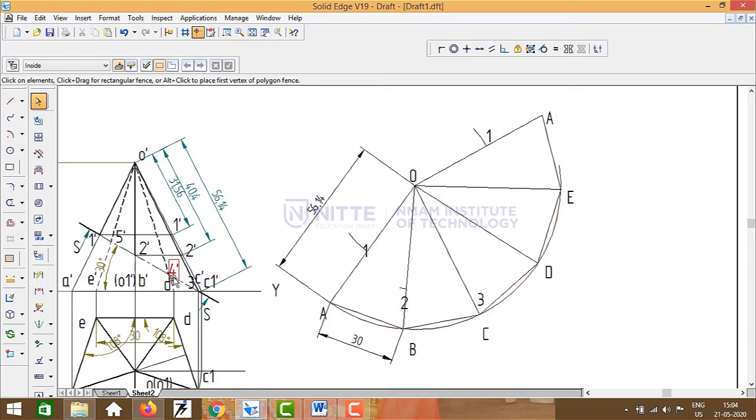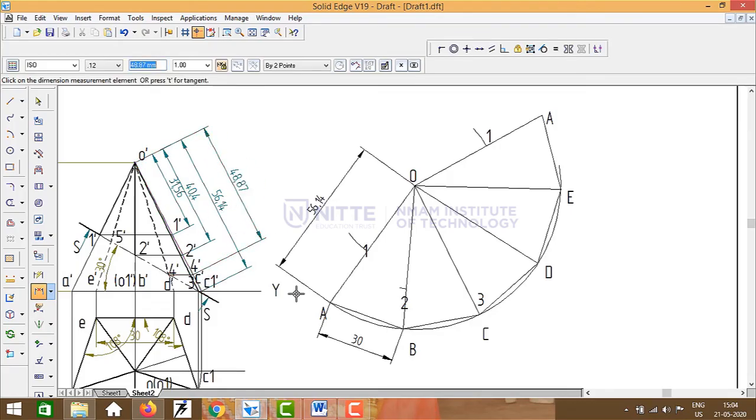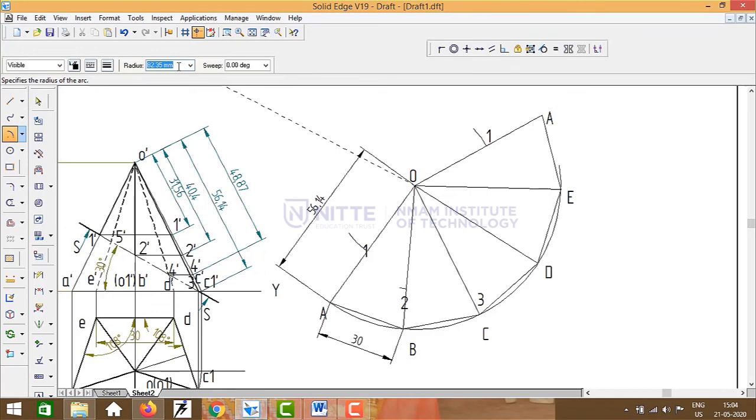Next 4 dash, that is on O dash D dash we have here. So get the horizontal projection. O dash will be here. Give the dimension between O dash and this 4 dash. So it will be 48.87. So go to arc, select O as center, give the radius 48.87. Draw the arc. So this will be point 4.